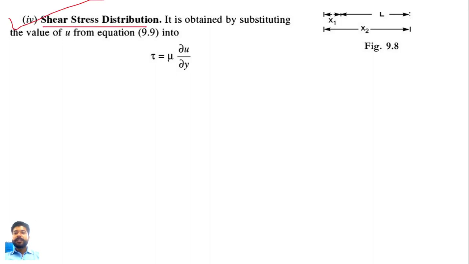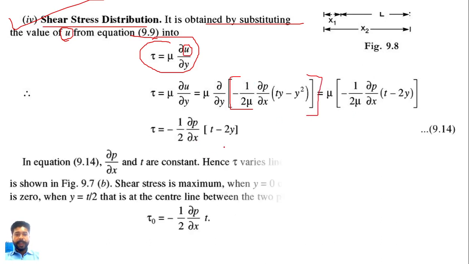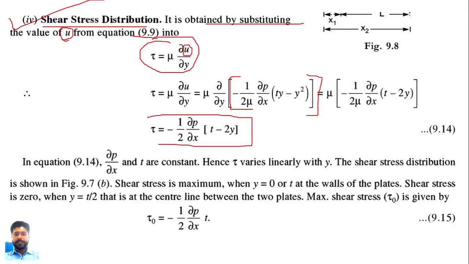The last one is the shear stress distribution, which is obtained by substituting the value of u from equation 9.9 into Newton's law of viscosity. By putting the value of u, the velocity, you can see the equation of velocity which we already found, and this one is your shear stress distribution.